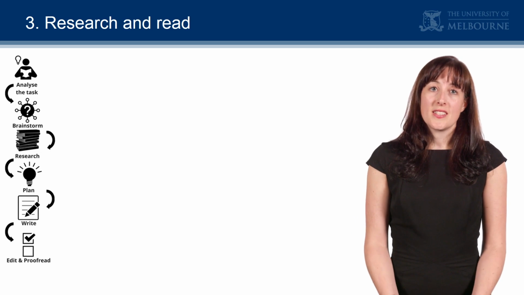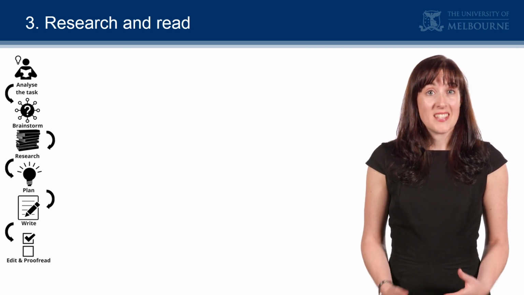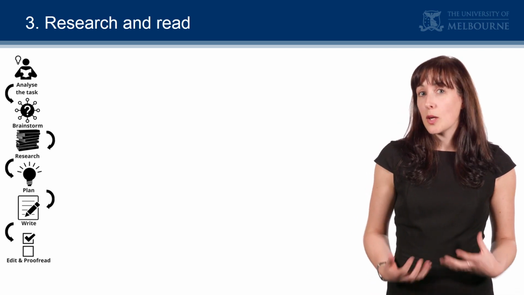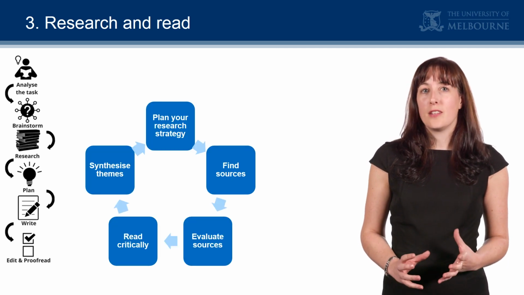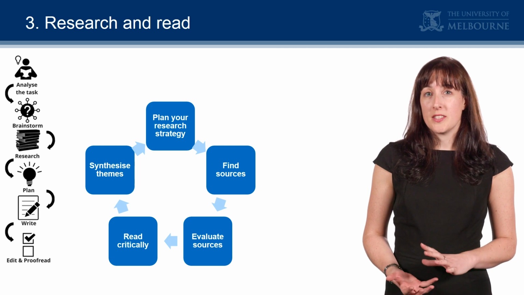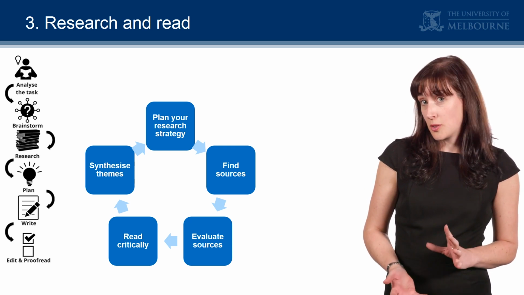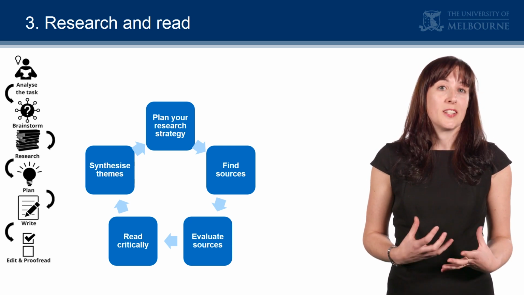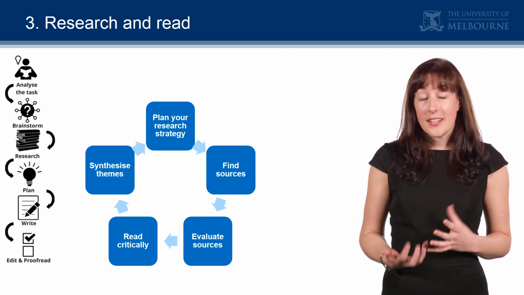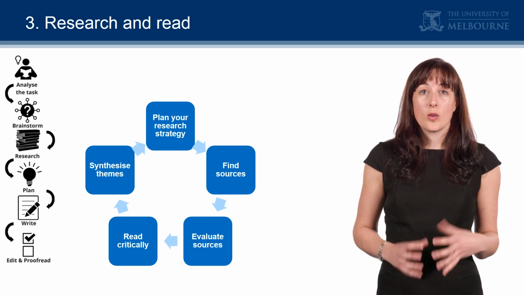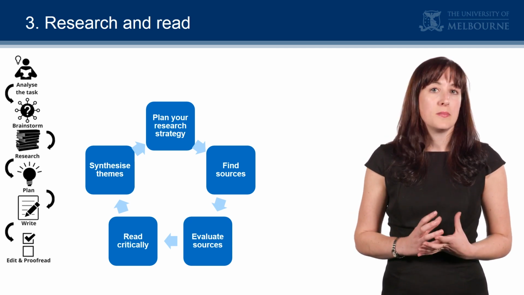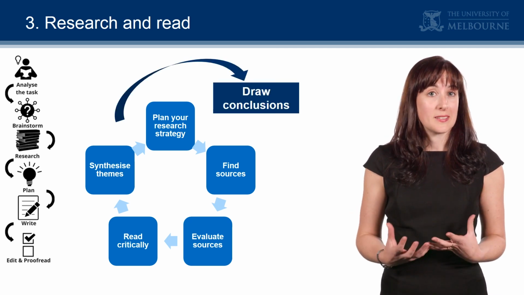The purpose of the third stage, research and reading, is to gather the information you need to help you reach your own conclusions. It's best considered as a cycle that involves developing a research strategy, using the keywords from your brainstorm, finding information, reading critically to evaluate that information and identify themes, and synthesizing or drawing together these main themes to help you form your own ideas.